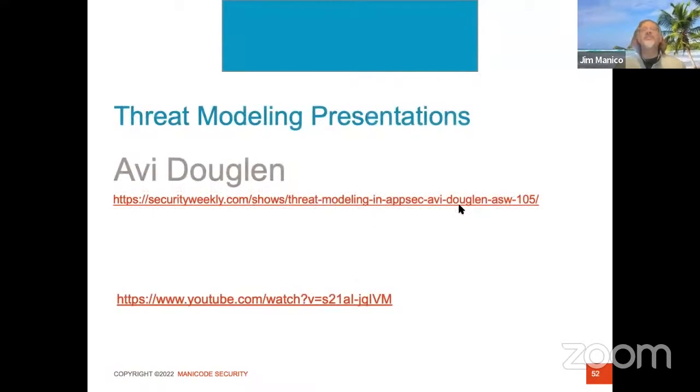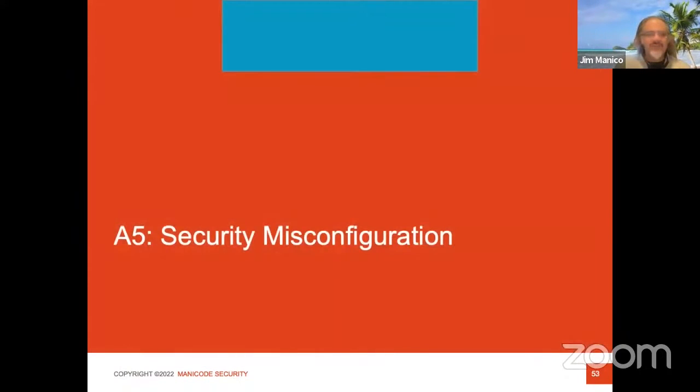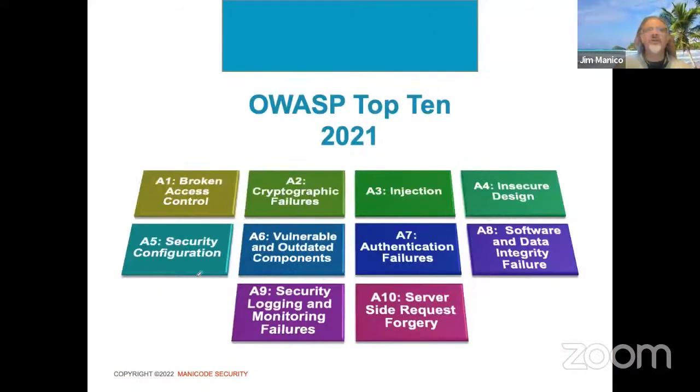I want to give you some presentations to watch. Like, Avi Duglin works for me. He's one of my teachers. There's a great presentation on threat modeling. I'm also a fan of Tony in Atlanta, Georgia. These are two of my threat modeling favorite experts out there. We're now looking at category five, which is security misconfiguration right there now.